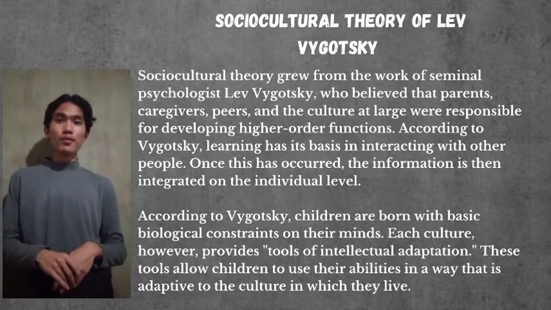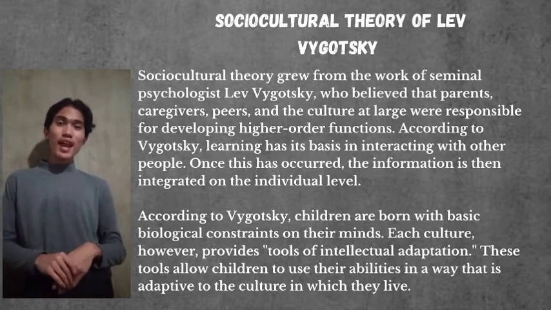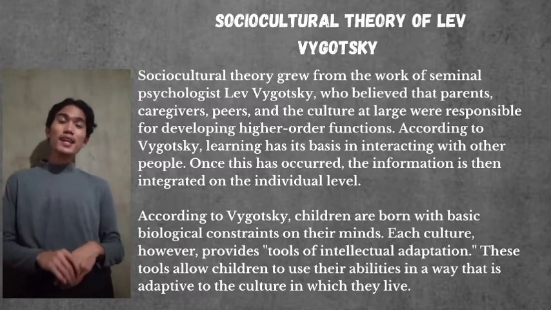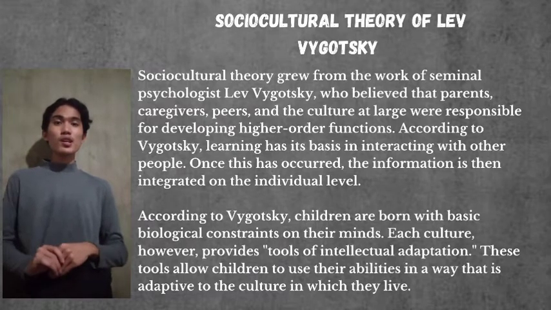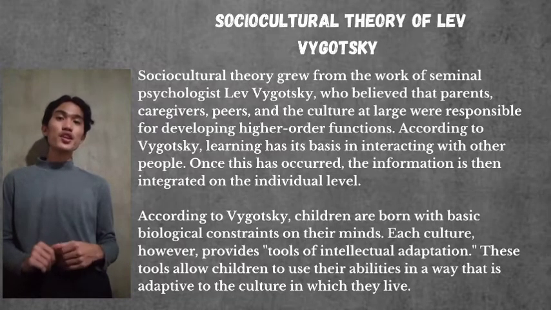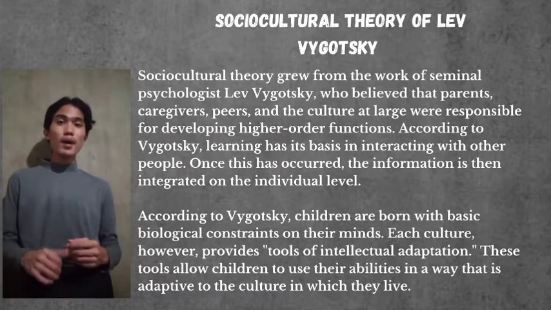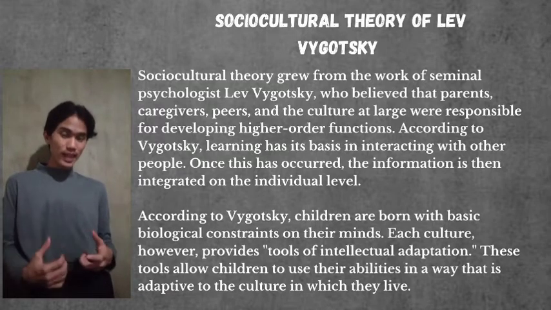Sociocultural theory grew from the work of seminal psychologist Lev Vygotsky, who believed that parents, caregivers, peers, and the culture at large were responsible for developing higher order functions. According to Vygotsky, learning has its basis in interacting with other people. Once this has occurred, the information is then integrated on the individual level. Sociocultural theory focuses not only on how adults and peers influence individual learning, but also on how cultural beliefs and attitudes affect how learning takes place.